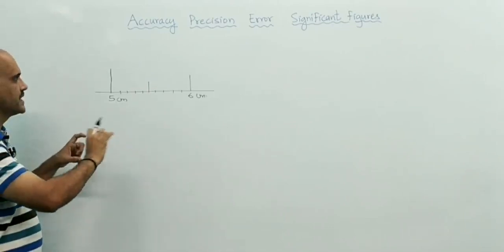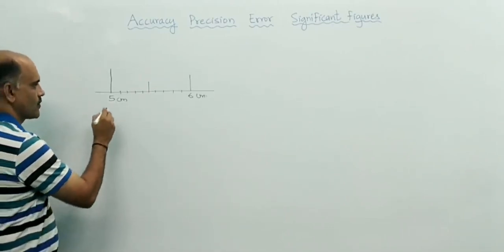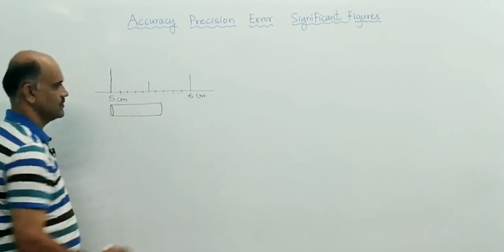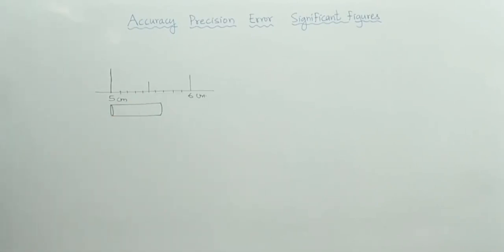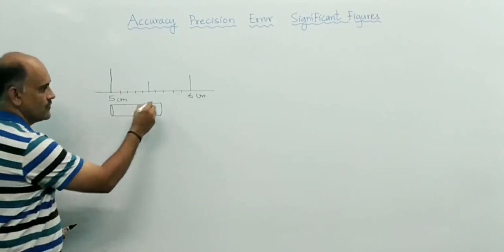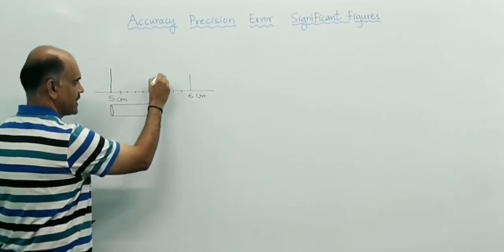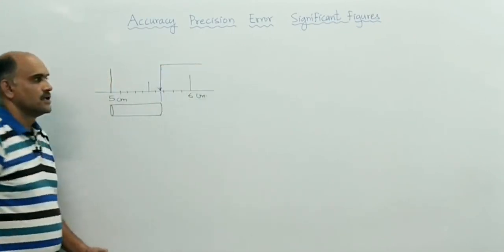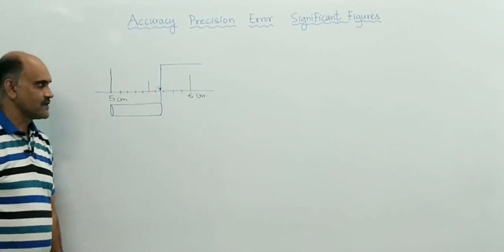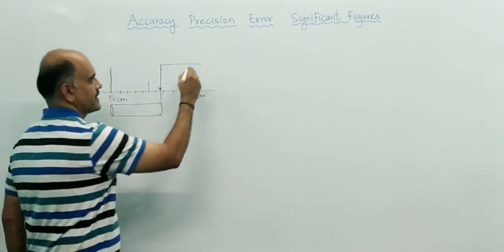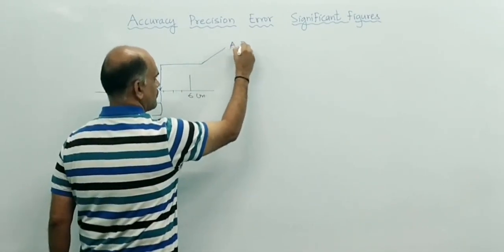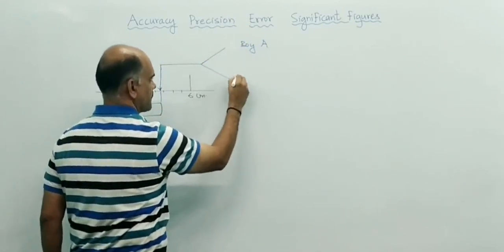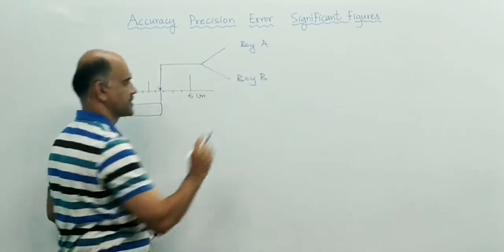Now, you have measured a length, say a rod. So the rod is from here to here. Now you are measuring this value. If you measure here, you are getting it somewhere over here. Now, two students, yourself and your friend, are measuring. I will take yourself as boy A, and another one as boy B. Both of them are measuring.